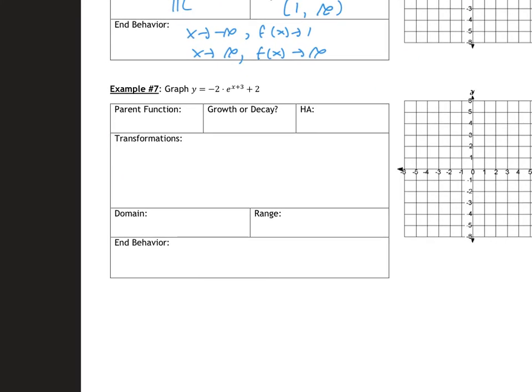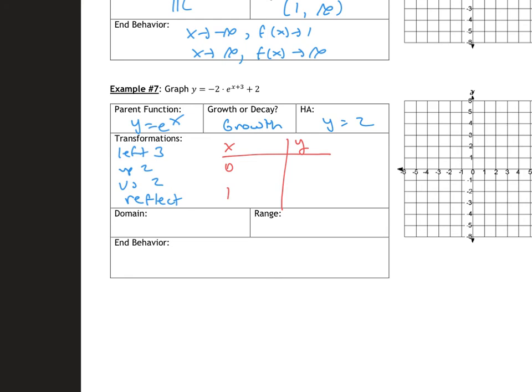All right, and then the last one, a decay with it. So y equals e to the x. It's decay. Sorry, I'm losing my mind. It is still growth because e is 2.72. And we're going to go up 2. So I got a bunch of different things here. I got a left 3. I got an up 2. Vertical stretch of 2. And a reflect. So a lot going on here.